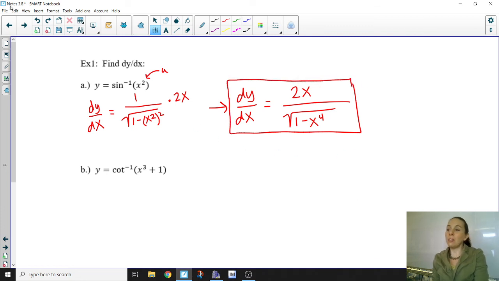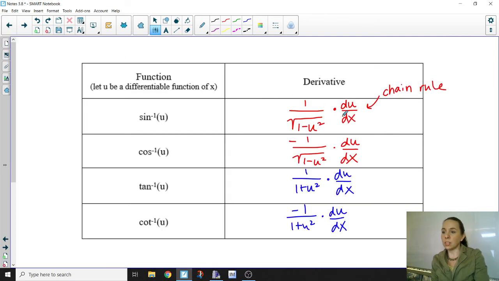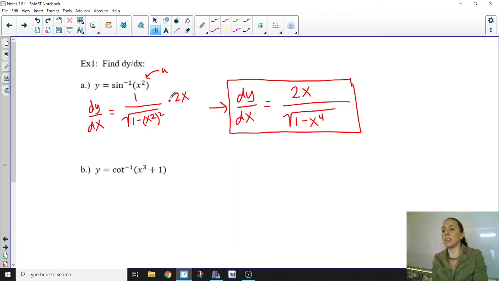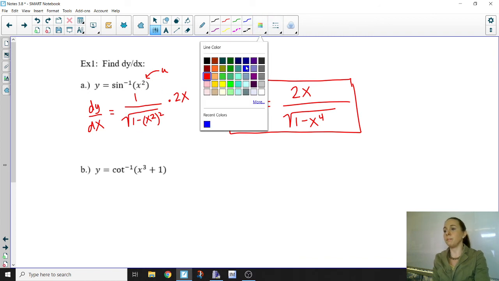So as long as you know this formula or you have it to refer to, it's actually a fairly easy derivative process. It's just subbing into the formula, really. All of the hard work that we've done through this video is getting a basic understanding of inverses and proving these formulas that we can now use. Let's try another one. Let's try B.